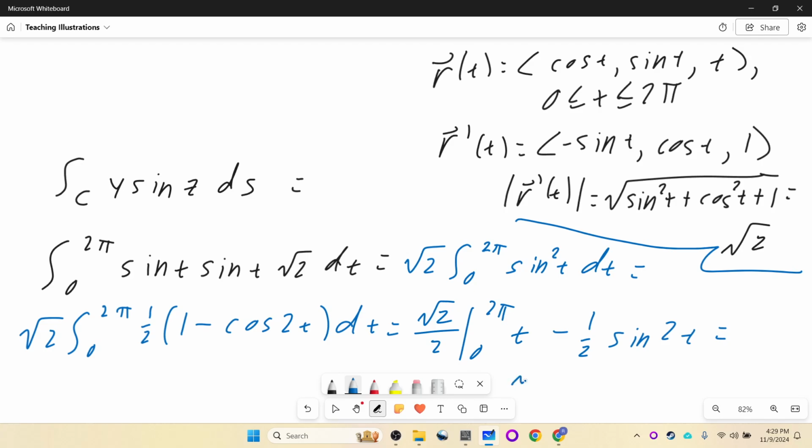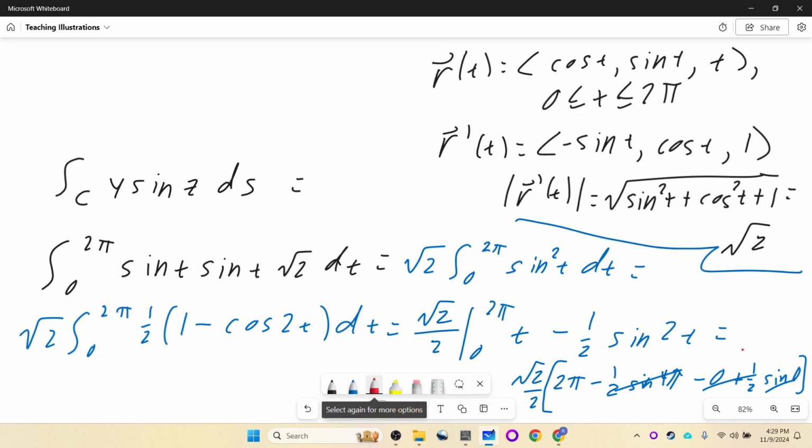Which becomes root 2 over 2. We plug in all the stuff: 2 pi minus 1/2 sine of 4 pi, minus 0 plus 1/2 sine of 0. Those are all gone, so we're left with a final answer of root 2. Yes, that 2 and that 2 divide out, so it'd just be root 2 times pi. All right, that's everything. Thank you for your time.